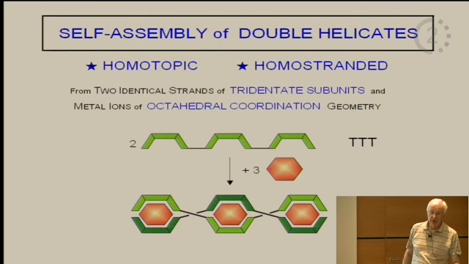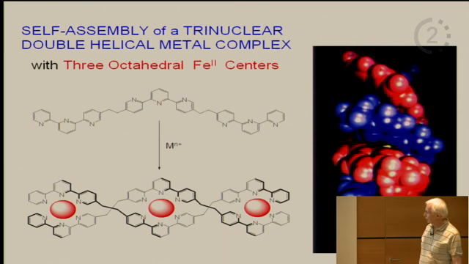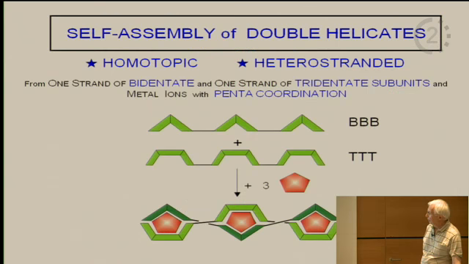TTT, same game. I don't want to insist, but from what I told you, TTT, octahedral, each side is perpendicular like this. It makes a double helix, which is homotopic, homostranded, the same sides and the same strands. Here is the crystal structure. Here you see the ions that are sitting here with iron. This is iron, with iron centers. It also works with cobalt, with nickel, manganese, I don't remember. I think zinc works also. So this was simple, BBB, TTT.